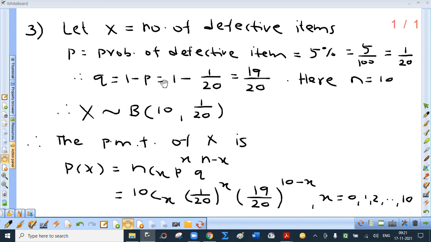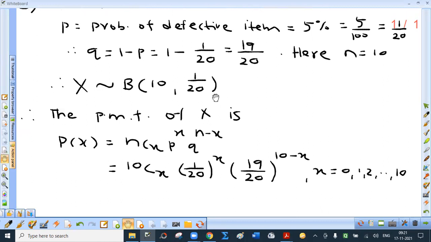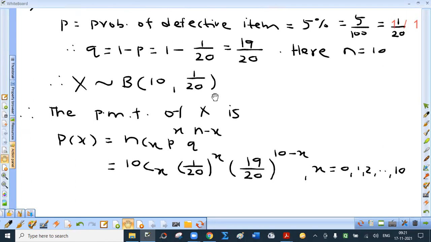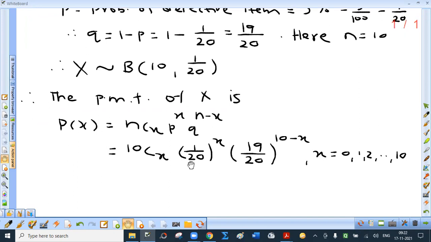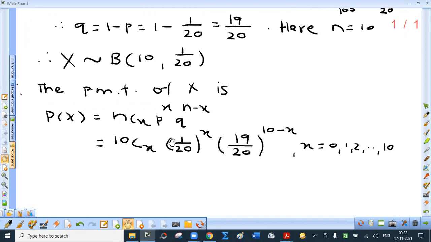See, you have to read the problem again and again. A sample of 10 items. So number of Bernoulli trials, small n, is 10, and therefore x follows binomial distribution with parameters 10, 1 by 20. So the probability mass function of x is P of x equal to nCx p raised to x q raised to n minus x. This is the formula. Substitute the values n equal to 10, p 1 by 20, q 19 by 20. Okay. So this is the formula.